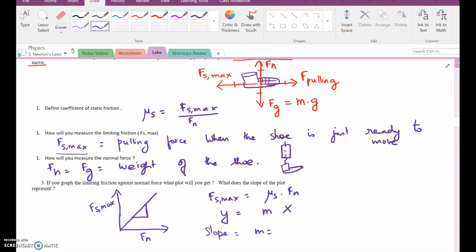So to summarize, find the least force required to move the shoe, read it, and that gives you your Fs max. The normal force on the shoe is the weight of the shoe. The ratio gives your mu s. You can do multiple trials by adding weights into the shoe and changing the normal force, record everything.